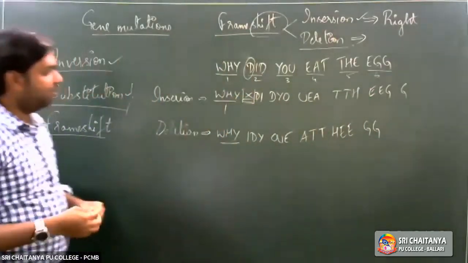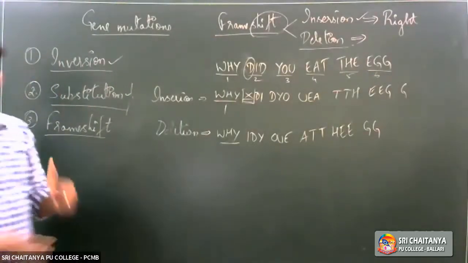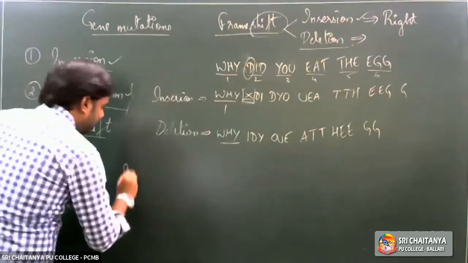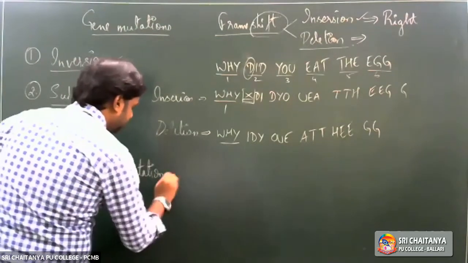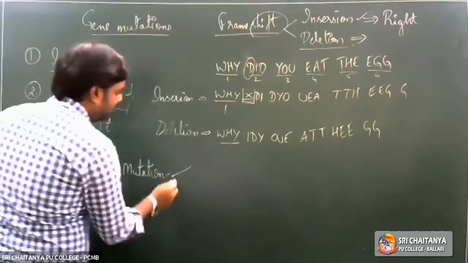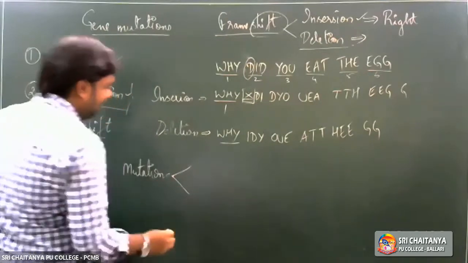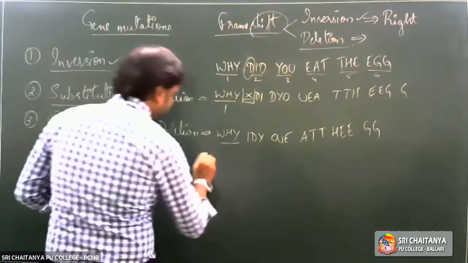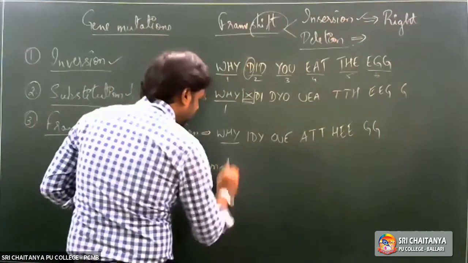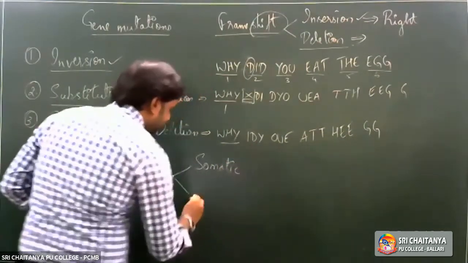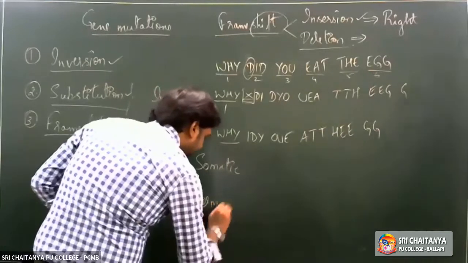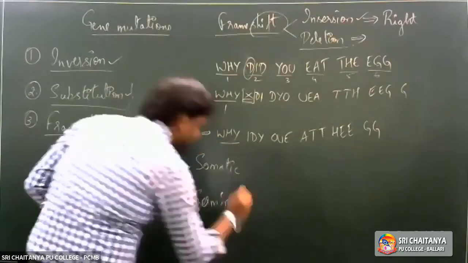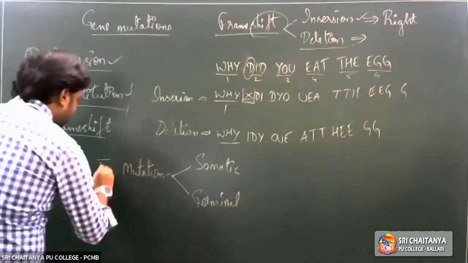Along with this, there is one more classification of mutations, where mutations could again be classified into two categories. We call them somatic mutation, and the other one is called germinal mutation. So this is one more classification, our third classification.